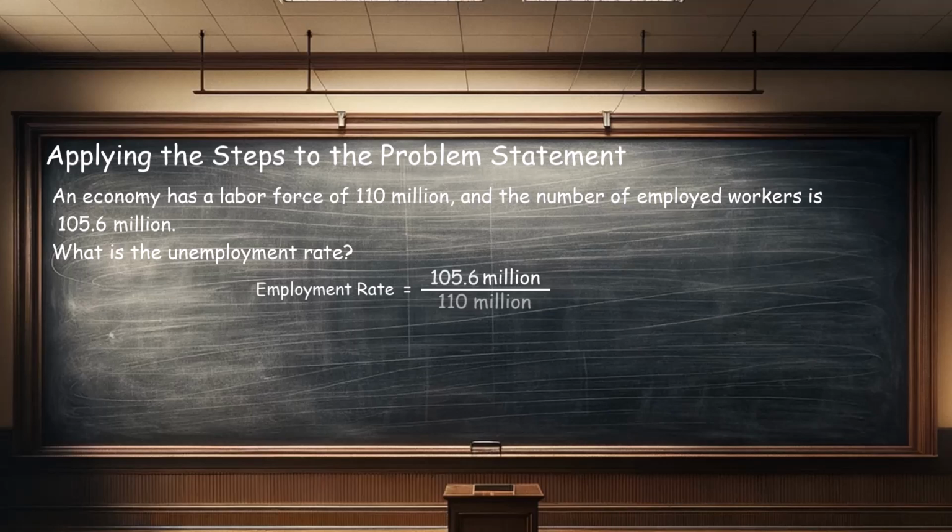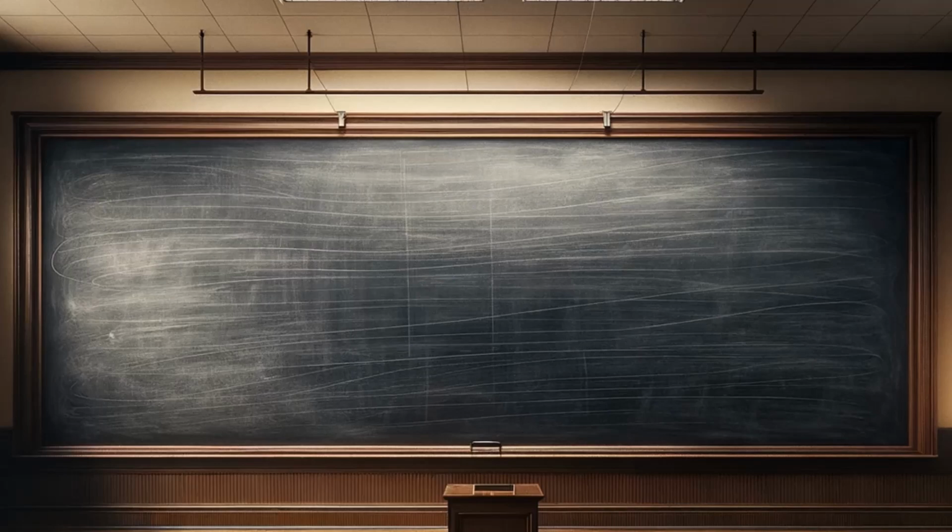4. Divide the number of employed workers by the labor force. In the example, the number of employed workers is 105.6 million, and the labor force is 110 million. So, dividing 105.6 million by 110 million is 0.96. So, the country's employment rate is 0.96.